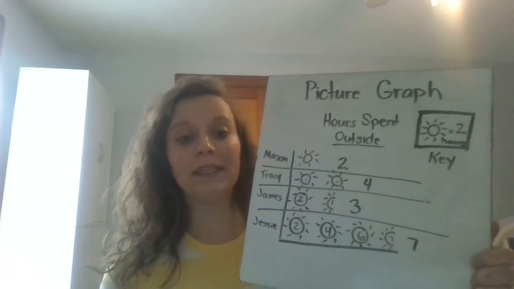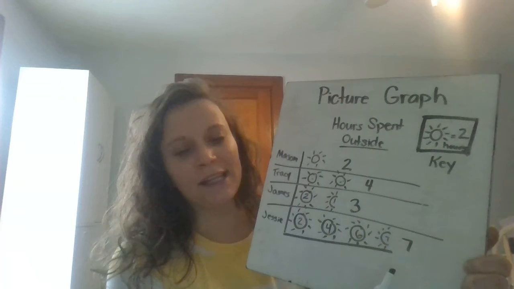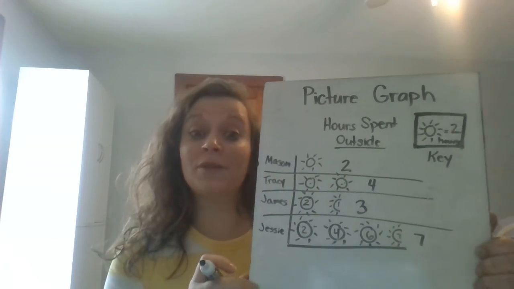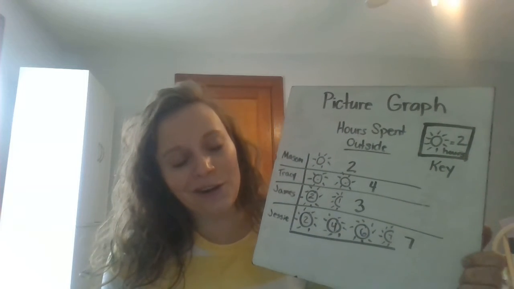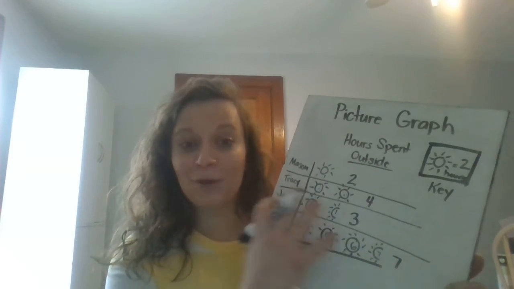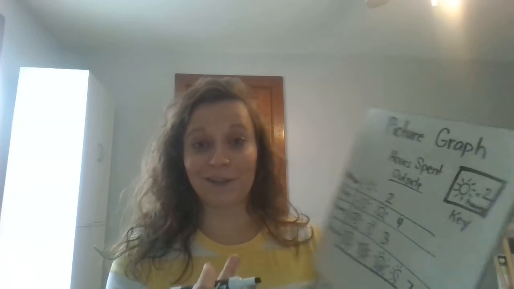And we could quickly see who was outside the most, Jessie. Who was outside the second most, Tracy. Was there anyone who was outside the same amount of time? No. So by using a picture graph, you can make pictures to represent different things that you're graphing. So if you have any questions on any of these graphs, guys, let me know.